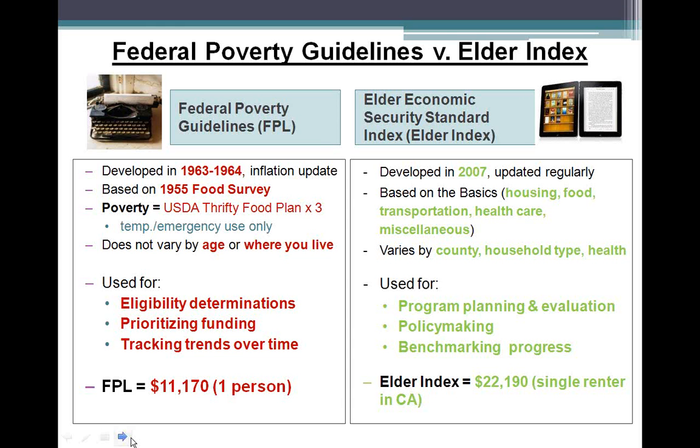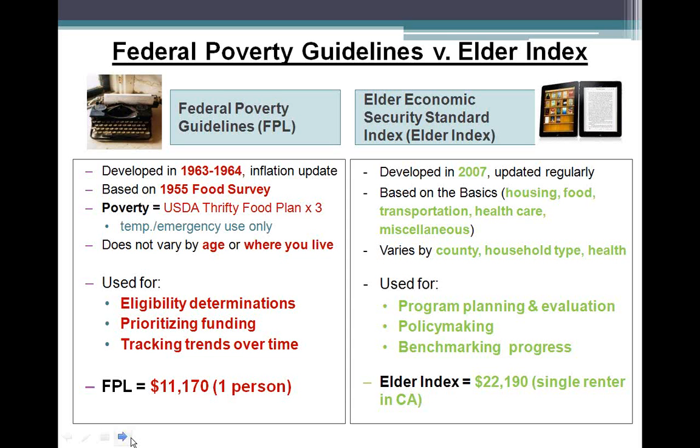And when you compare the Elder Index, the average for the state of California for a single renter, so one older adult living alone, you see that that individual needs just over $22,000 a year. And so when you compare that to the current federal poverty guidelines, that's a difference of well over $10,000 a year.